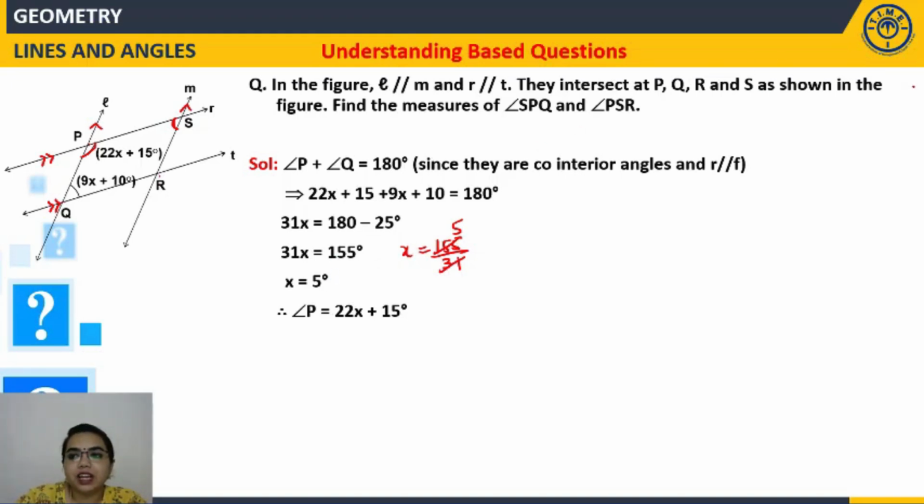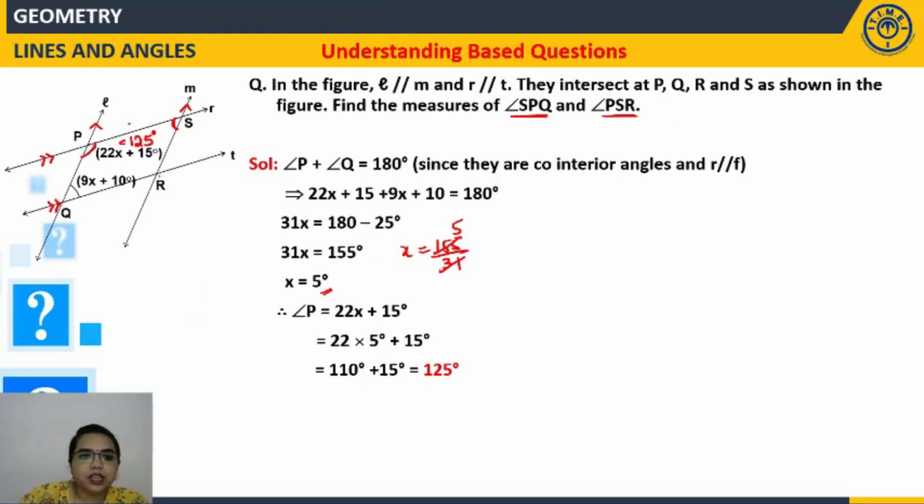Fine. Now here we have to find the measures of angle SPQ and angle PSR. Angle SPQ is 22x plus 15 degrees. Since we have the value of x, can we find this 22x plus 15? Yes, I really think we can. So angle P is equal to 22 into 5 plus 15 degrees. 22 into 5 is 110. 110 plus 15 is 125. Great. So this angle SPQ is 125 degrees.